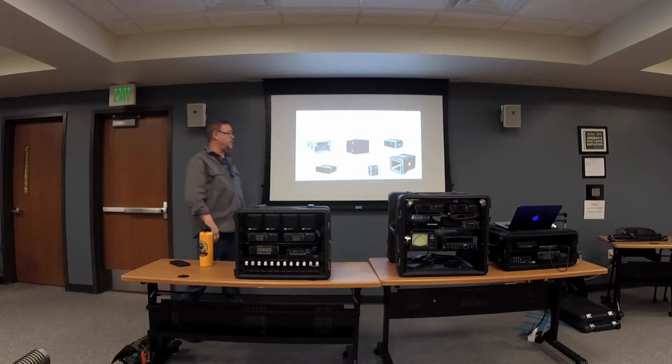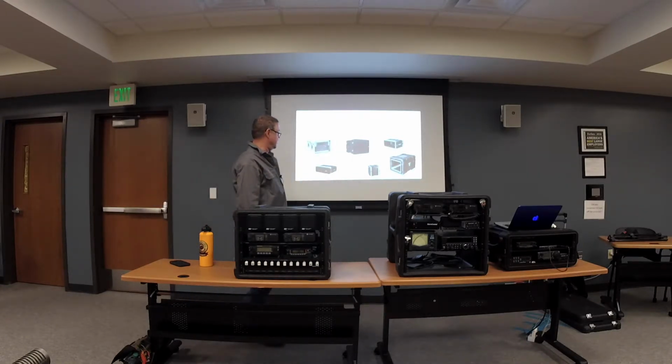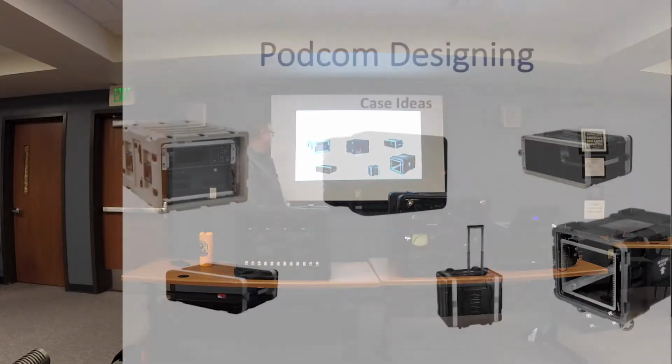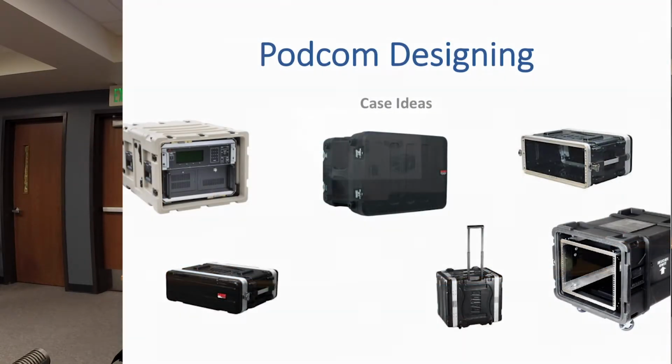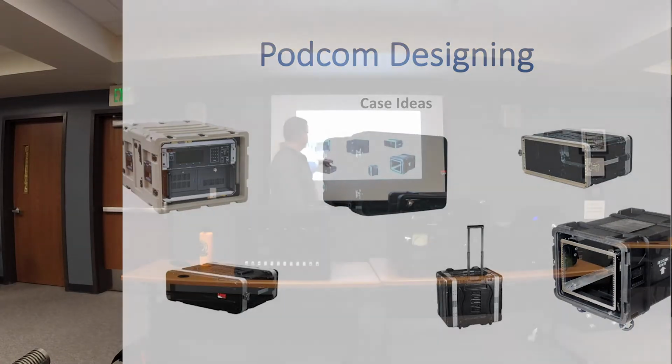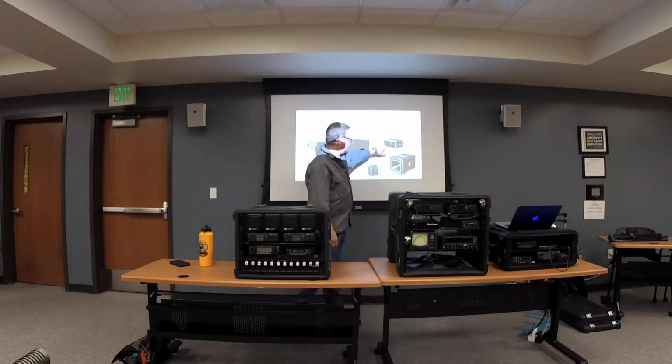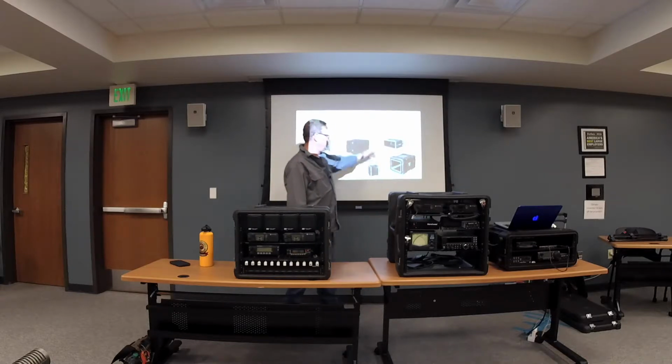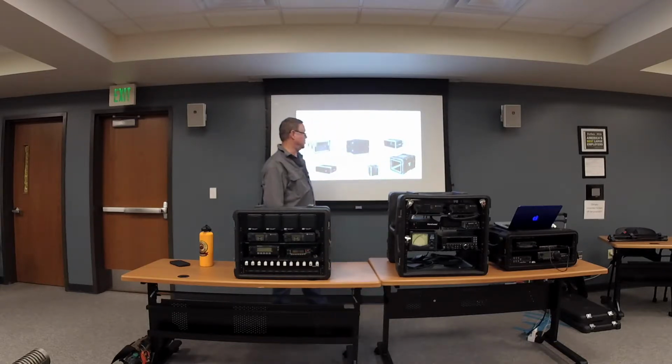Okay, here's the slide of the different kinds of cases. As you can see, they come in this polycarbonate stuff like these are. You can get them in metal, either metal ends for additional support. You can even get the cases made of aluminum.